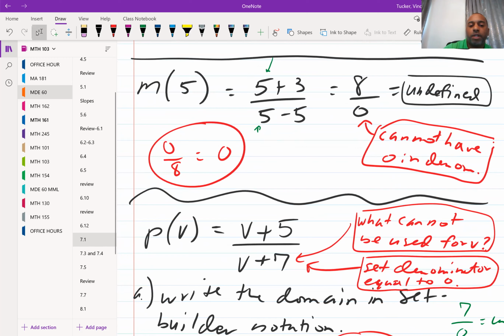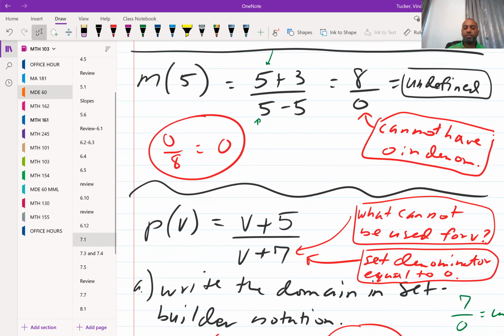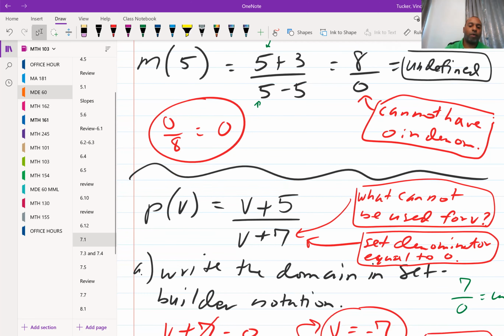So the next one is another type of example. They give us P of V. Our expression is P of V is equal to V plus 5 over V plus 7, and they ask us to write the domain in set builder notation.